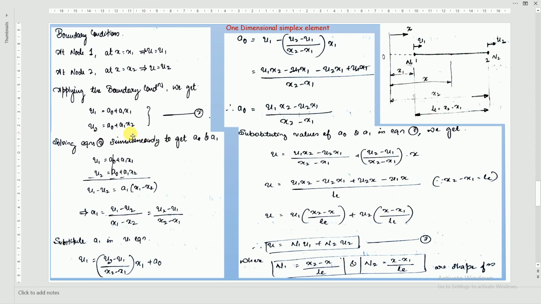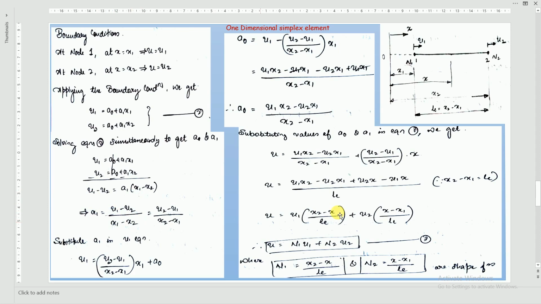Yes, sir. Okay. Now we have to solve this simultaneously. I hope you know how to solve the simultaneous equation. Take minus here. These two terms will get cancelled out: A0 plus A0 minus A0. And this will be U1 minus U2, which is written here. A1 is common: X1 with plus sign, and X2 with minus sign, X1 minus X2. Take this down. You will get A1 equal to U1 minus U2 divided by X1 minus X2.